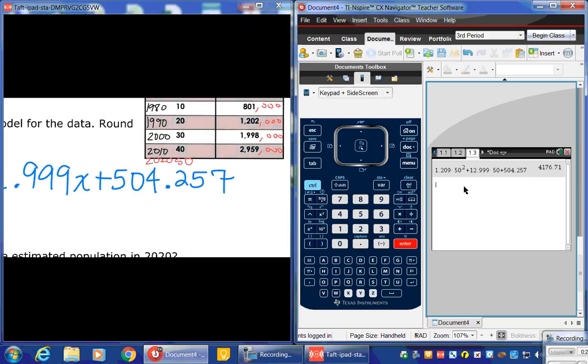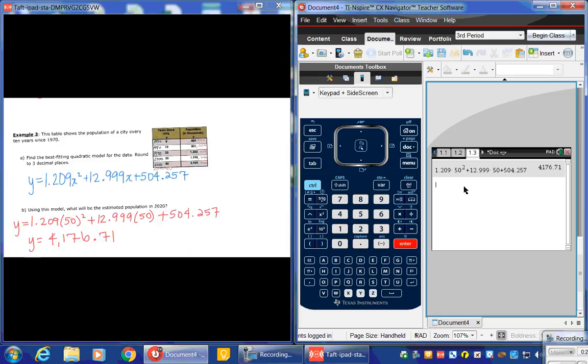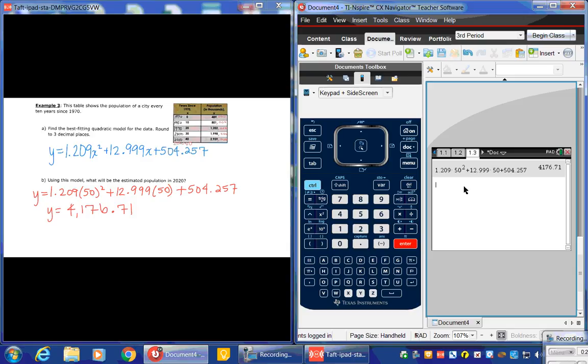So here, I could say my population would be, well, let's go ahead and take this, because you can't have a fraction of a person, I'm going to round it up. So we've got y equals 4,177. And if I just add on the zeros, we'd have 4,177,000 people.